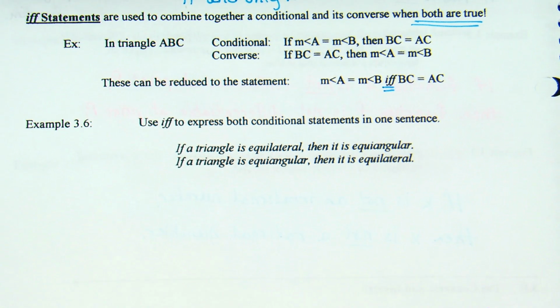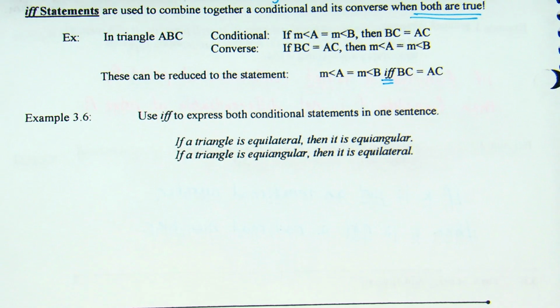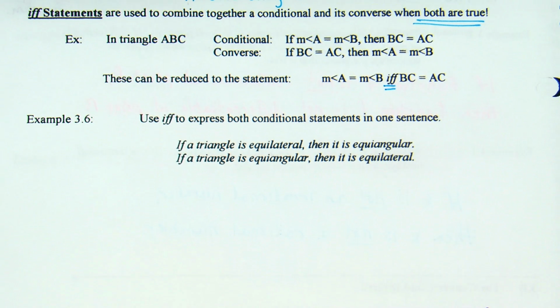So example 6 asks us to write our own. Use an IFF statement or if and only if statement to express both conditional statements in one sentence. If a triangle is equilateral, then it is equiangular. If a triangle is equiangular, then it is equilateral. So, how do I put this as an if and only if statement? So a triangle is equilateral if and only if it's equiangular. You got it.